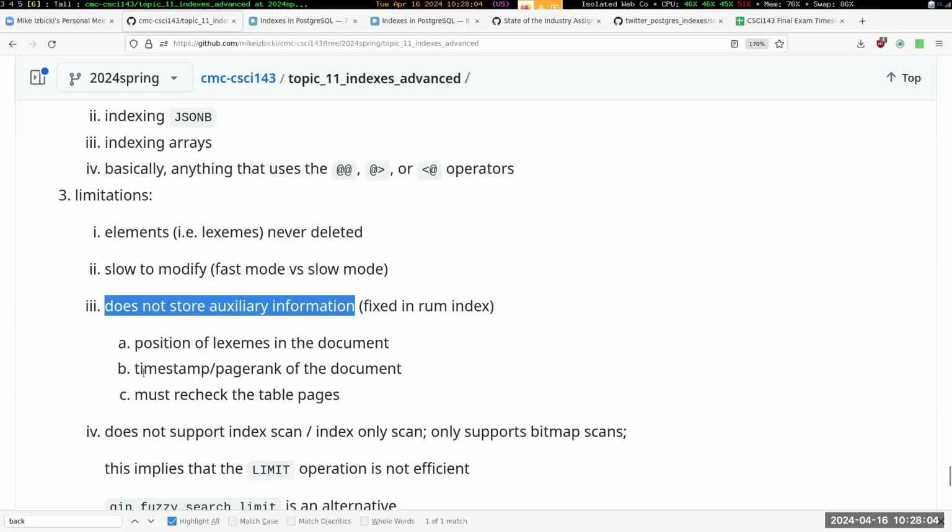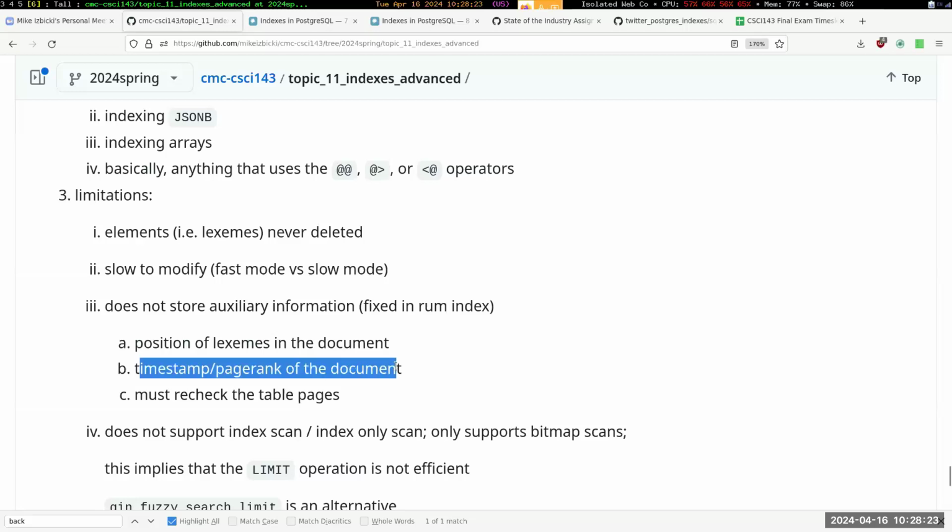So if you're doing some sort of document search, it's common to also want to search by the time the document was created or the PageRank of a document. PageRank is sort of famously how Google first was able to do really good search results on the web. You can't add this sort of information into a GIN index. You cannot add extra information into a GIN index.